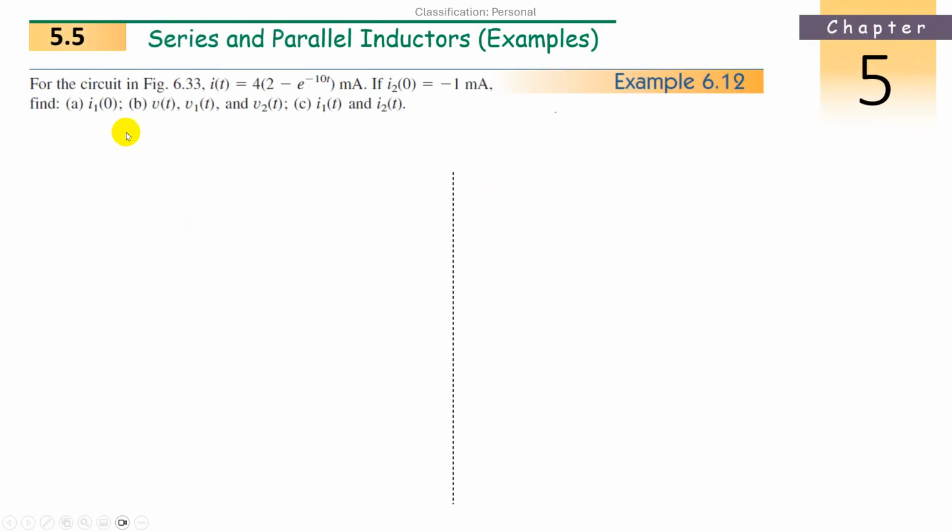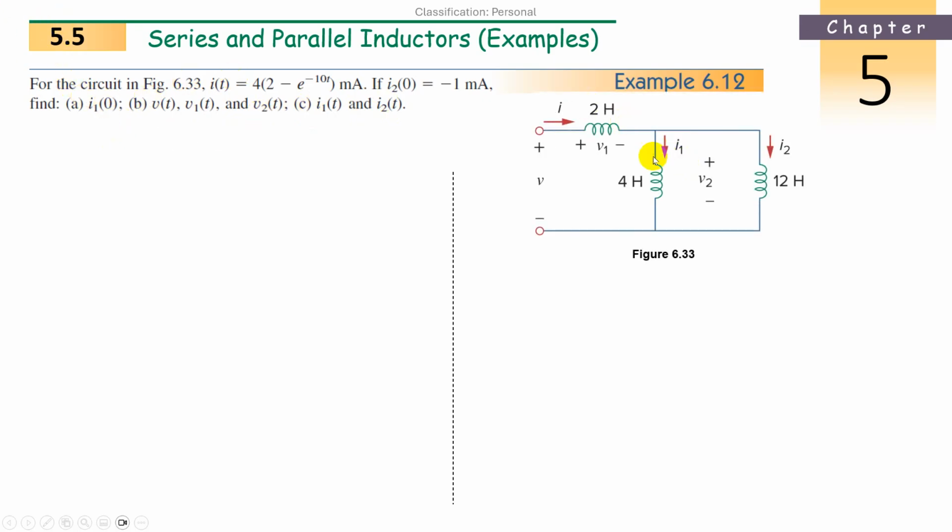Okay, for the circuit shown, the current is given as 4 times 2 minus e power minus 10t milliamperes. I2 of 0, the initial condition, is given here: I2 at time 0 minus is 1 milliampere. Now find I1 at 0, and V of t, V1 of t, V2 of t, I1 of t and I2 of t. All these things we have to find.